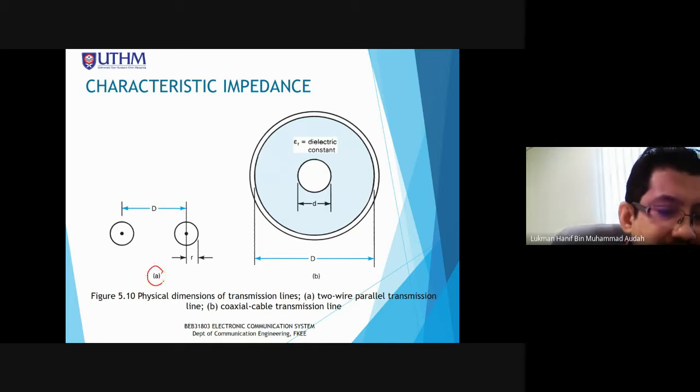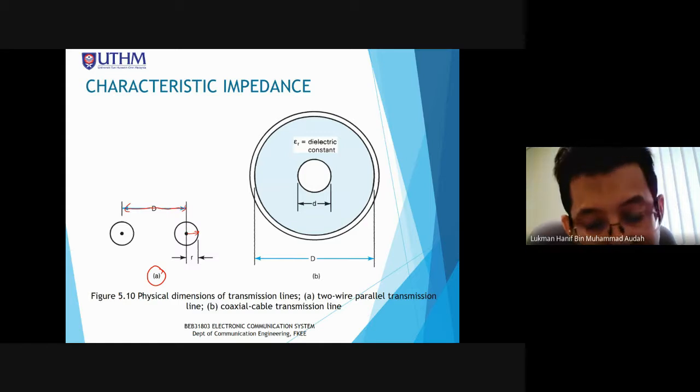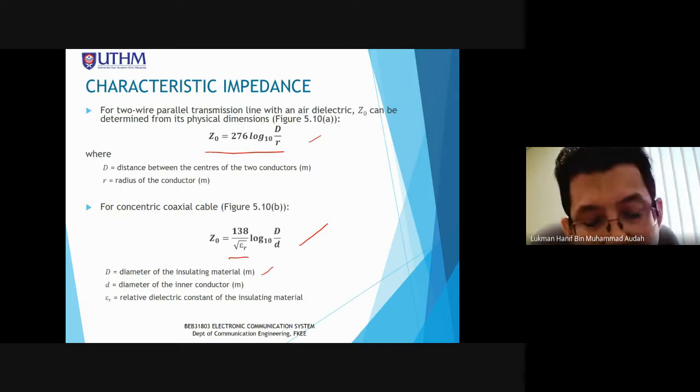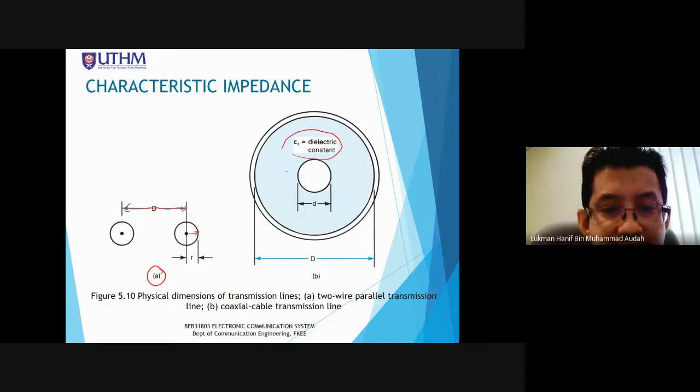Yang gambar rajah A ini adalah untuk 2 wire parallel transmission line. Yang tadi kita lihat D over R. D is the distance between two conductor, manakala R adalah radius untuk conductor tersebut. Untuk persamaan yang bawah tadi, yang ini 138 over square root of epsilon R log D over d. So this is actually referring to this one. So epsilon R is the dielectric constant of this insulator.